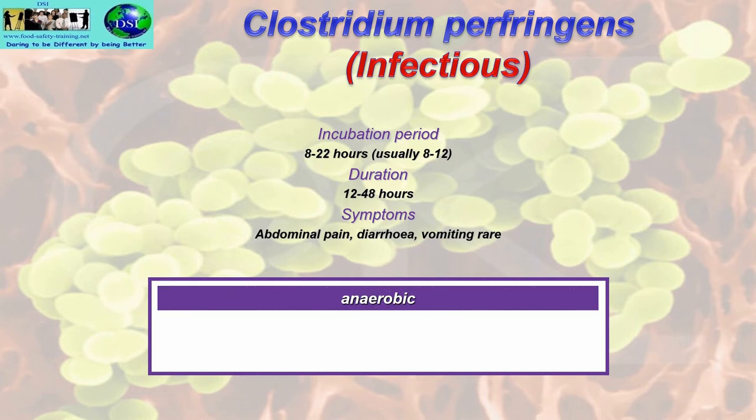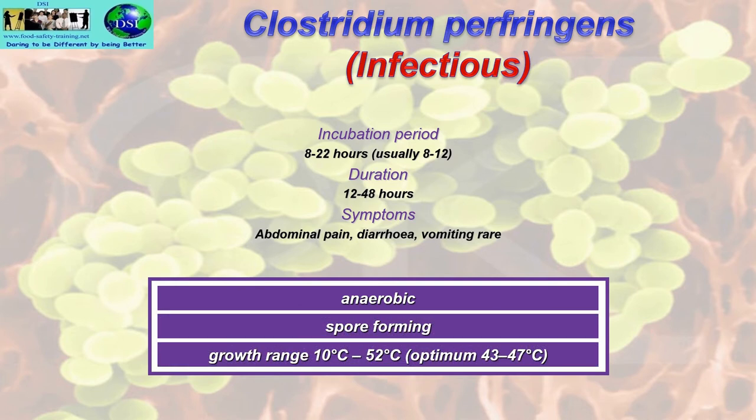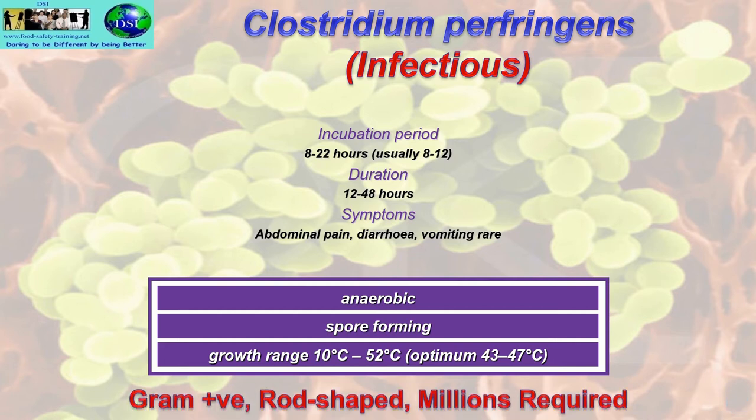It's anaerobic, so it does not require oxygen. It's a spore former. We looked at spores earlier. The growth range is 10 to 52 degrees C, although the optimum is 43 to 47, so quite high really for a food poisoning pathogen. It's gram positive, it's rod shaped, and millions are required.